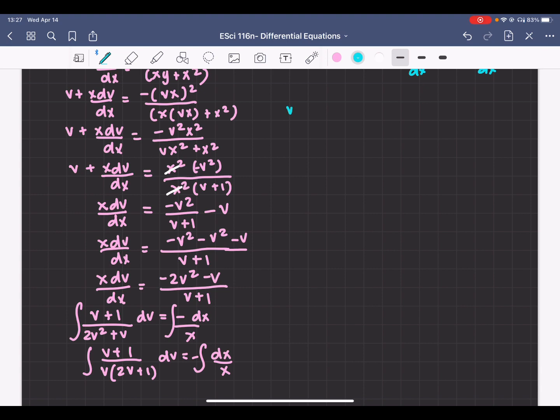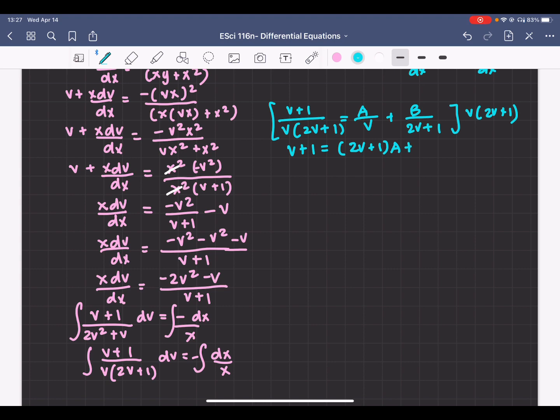So we have (v plus 1) over v times the quantity of (2v plus 1) is equal to A over v plus B over 2v. Oh, sorry, that's 2v plus 1, and that's 2v plus 1. So you guys know already how to solve this. Multiply both sides by the denominator of the left side, that's v times (2v plus 1), so that we can remove all the denominators. Next, we have v plus 1 is equal to (2v plus 1) times A plus vB.